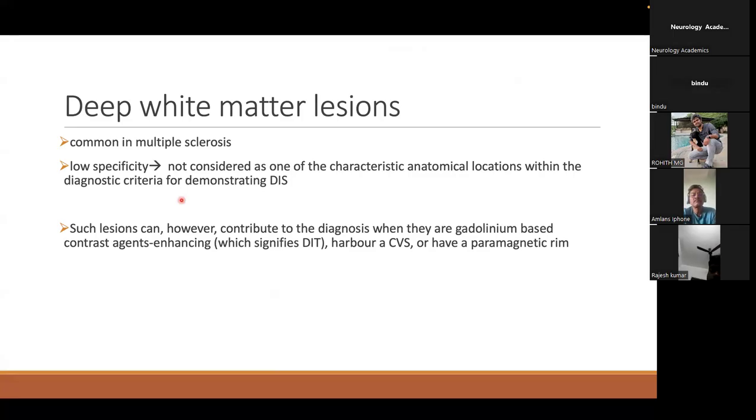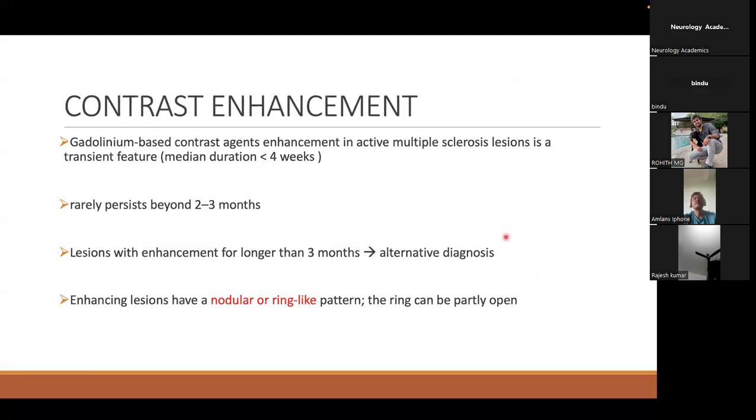That is, in follow-up, if in these deep white matter lesions new lesions are coming, and if they are harboring a central vein sign or a paramagnetic rim, then it can be included in dissemination in time.